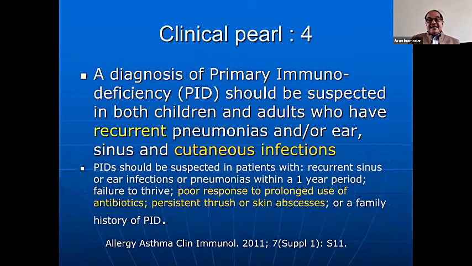And well, the clinical pearl out of this case scenario is that a diagnosis of primary immunodeficiency should be suspected in both children and adults who have recurrent pneumonias and/or ear and sinus infections, but more important, as a dermatologist, the cutaneous infection. PID should be suspected in patients with recurrent sinus or ear infection or pneumonia within a 1 year period, failure to thrive, poor response to prolonged use of antibiotic, persistent thrush or skin abscesses, or a family history of PID. Anyway, the clue here was a recurrent cutaneous infection.